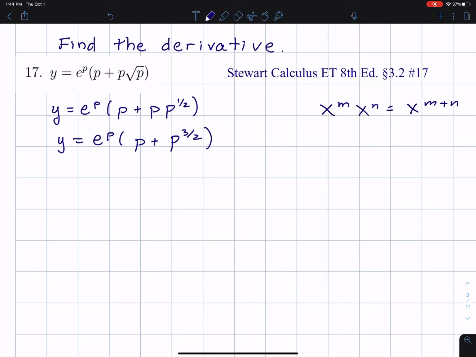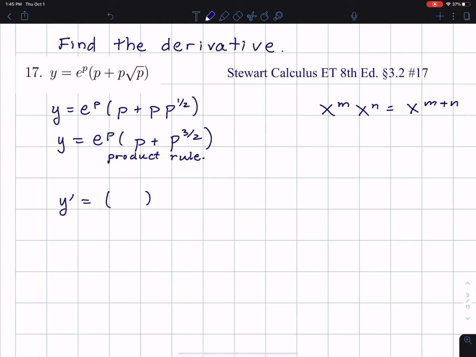Now, for this problem, we're all ready to go. I'm going to use the product rule. We'll use the product rule here because we have two functions, e to the p times a polynomial, so that's a product. Use the product rule.